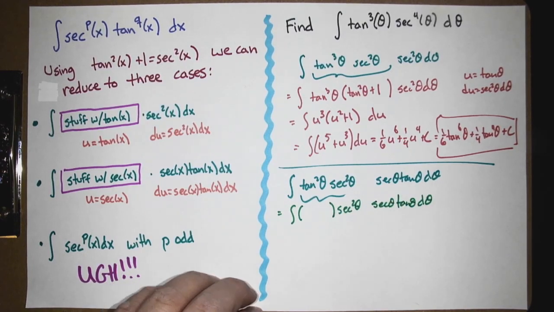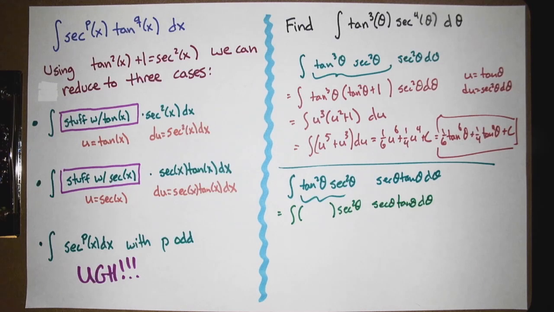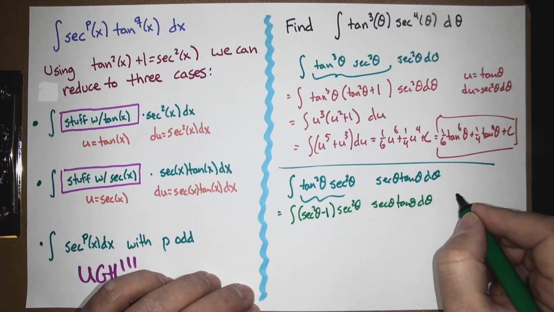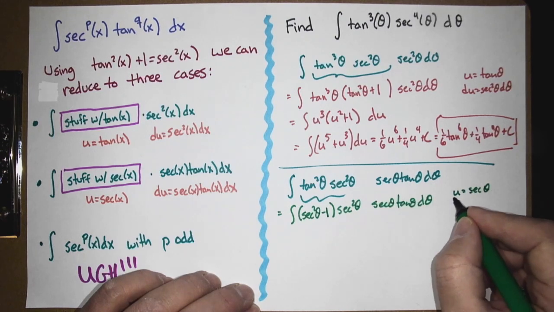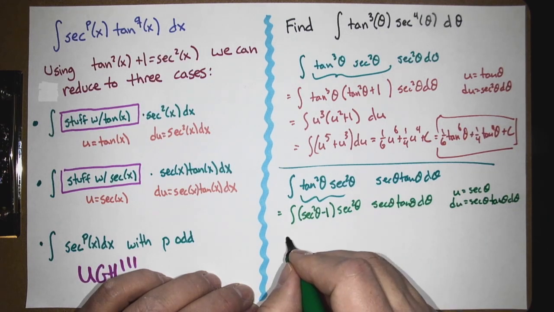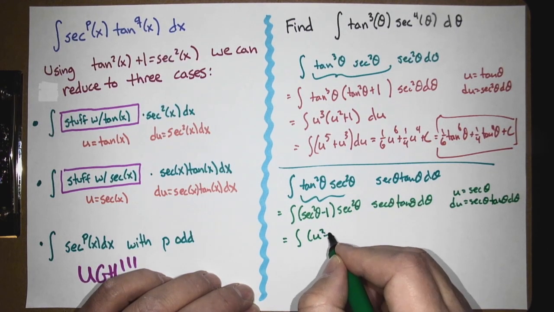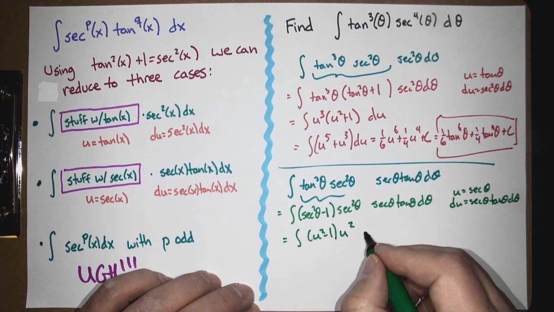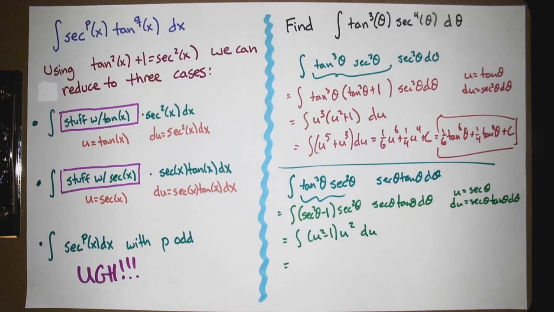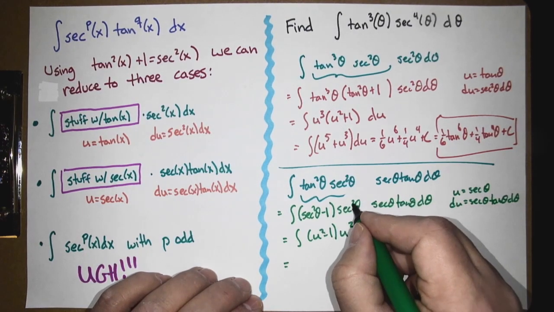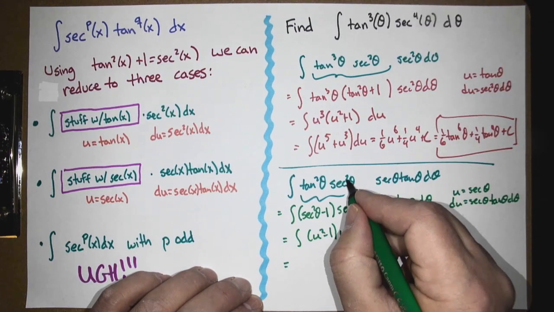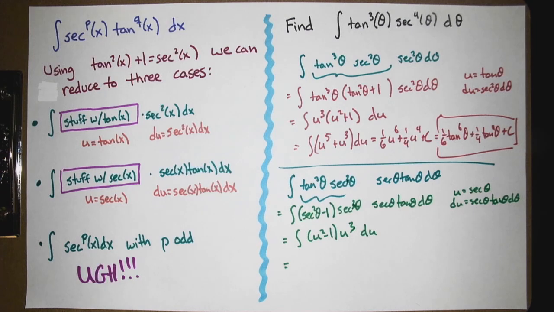What does tangent squared get replaced by? Secant squared minus 1. Let u equal secant. du equals secant theta tangent theta d theta. And now what do we have? u squared minus 1 times u squared du. I'm missing a secant. Wait, am I? Yes, these are cubes. Thank you. There we go. That's an easy one to fix.